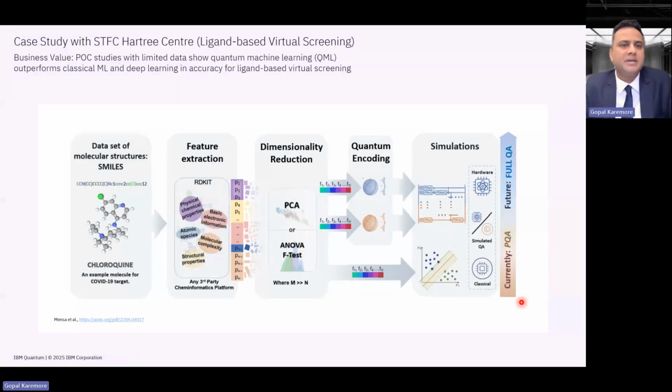Another work that we have done is with the Hartree Centre. That's a ligand-based virtual screening. What we have done is we have got a lot of molecules with some affinity from the functional assays, and we have extracted the RDKit features. And of course, we have to reduce the dimension using PCA to accommodate the number of physical qubits that we have right now. And then we have done the quantum support vector machine, and then we have shown how accurate these models are as compared to the state-of-the-art classical machine learning models.